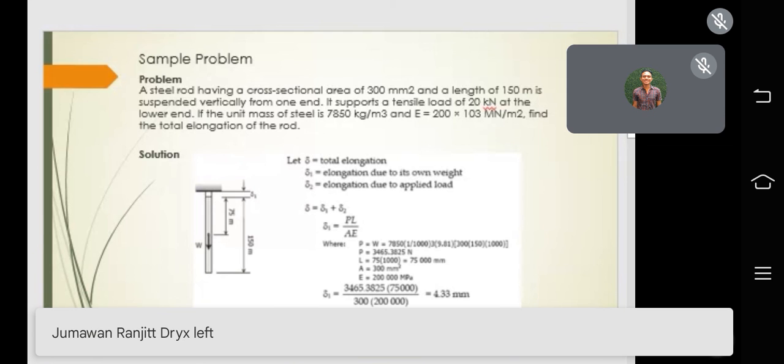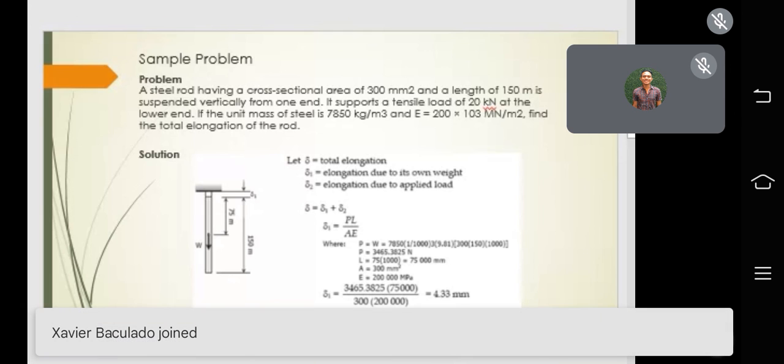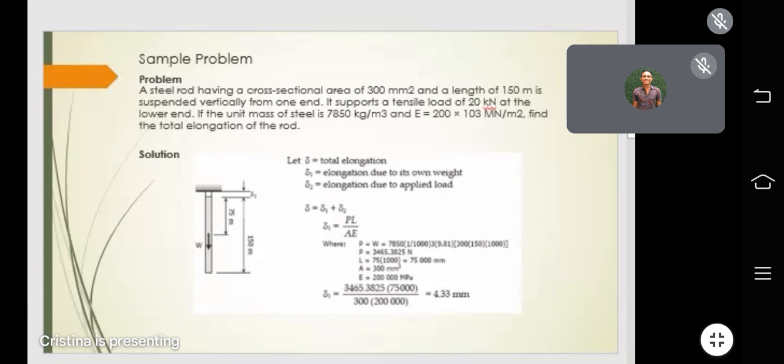Okay, so no more questions about thin wall pressure vessels? Remember, for thin wall pressure vessels, the thickness should be within 1/10 of the radius. Check that before you solve.